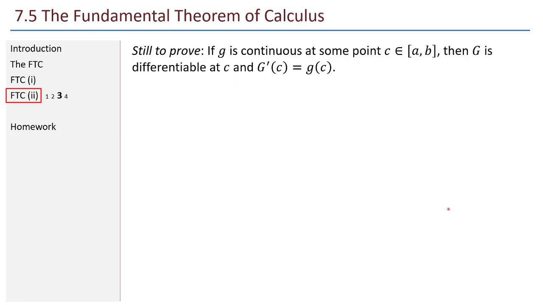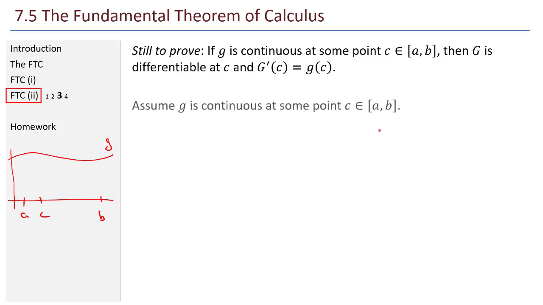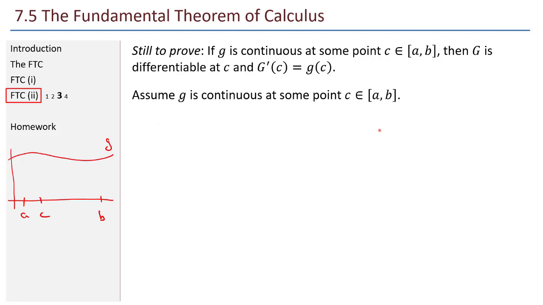The next thing I want to prove is that if my little g happens to be continuous at some point c, then big G is differentiable at that c, and that big G prime of c equals little g of c. So my picture, my function little g is continuous at c, and I want to show that the derivative of big G at c is actually g of c. So let's assume that little g is continuous at c.